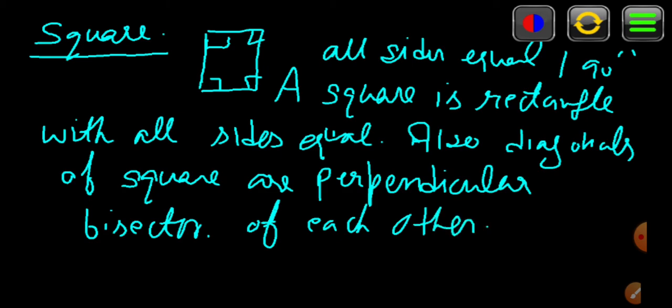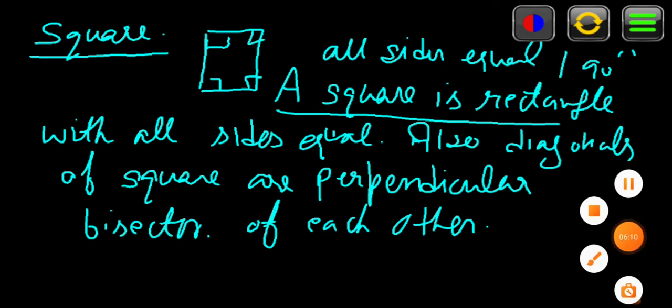So, in a square, all the sides and angles are equal. Each angle is 90 degree, means a square is a special type of rectangle with all the sides of equal length, and the diagonals of this square are perpendicular bisector of each other. These are the main properties that you need to remember. But for solving this exercise, we need to just remember the properties of the parallelogram.